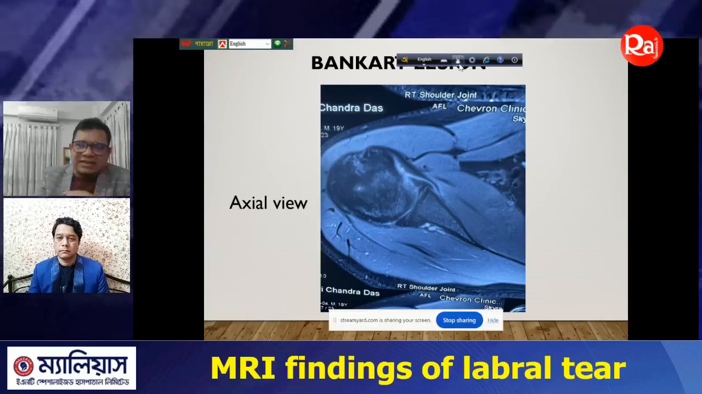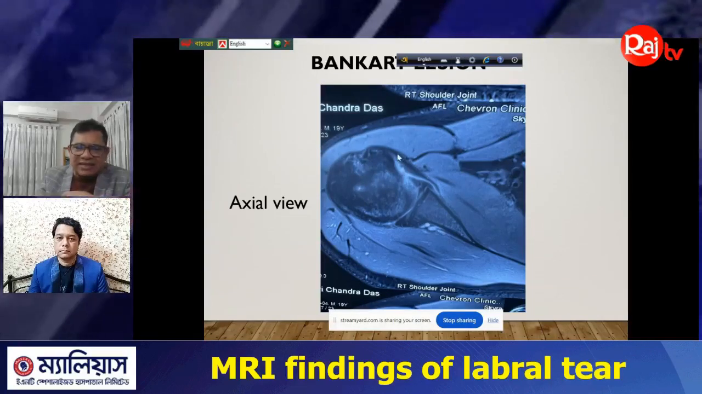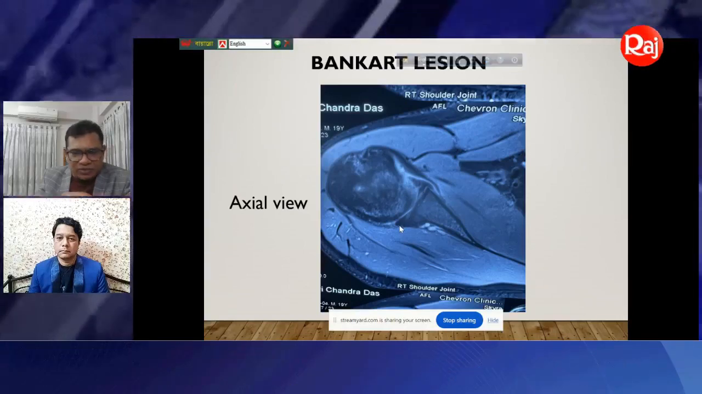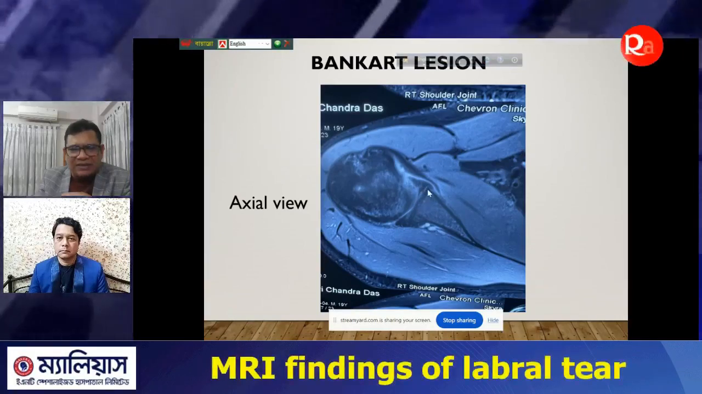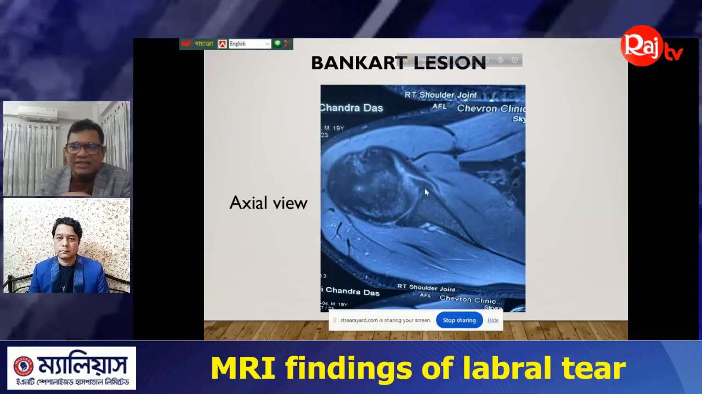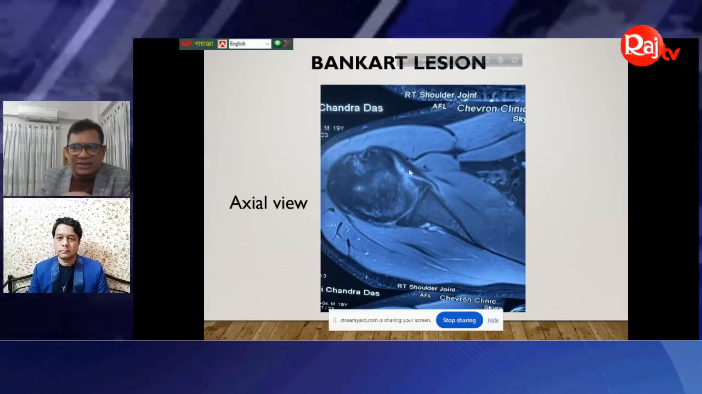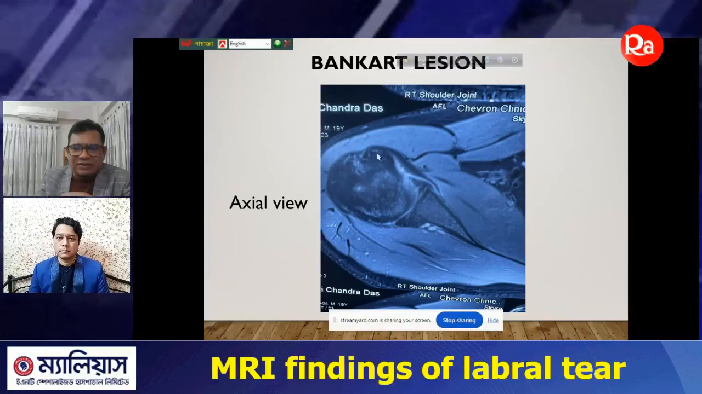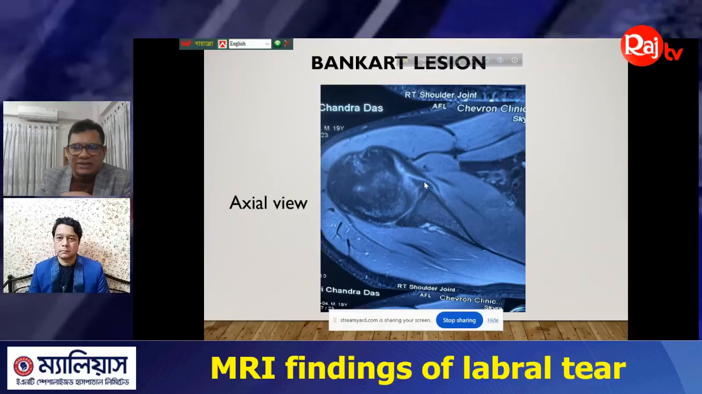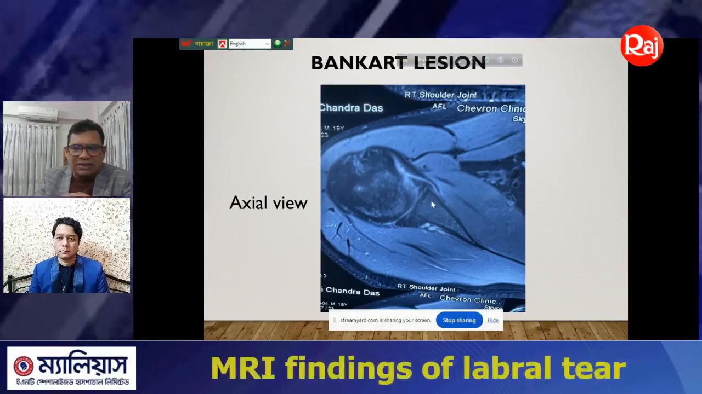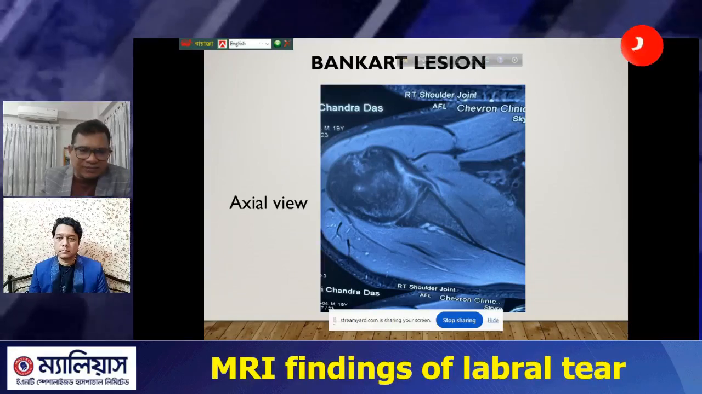And in another slide, this Bankard lesion in axial view, we can see that is the anterior labrum, there is the posterior labrum. In this anterior labrum, there is altered signal. That means this is a Bankard lesion, because this is the subscapularis tendon and this is the biceps tendon. So this is the anterior view. So it is an anterior Bankard lesion in this section we can see.